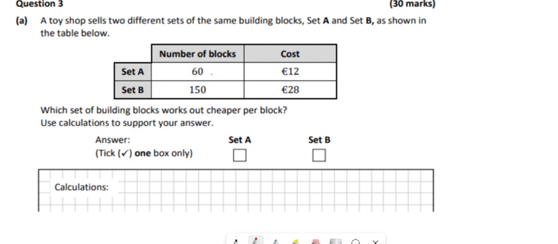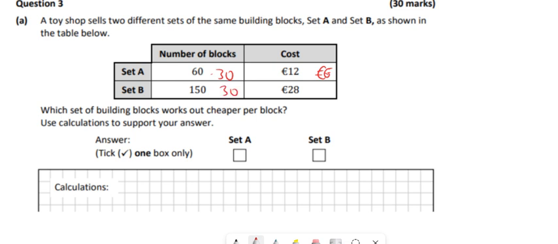If I just divide by 2 for the first one, I get what 30 blocks would be. So 30 blocks, then if I just divide 6 and 12 in half, that's €6. So you should be able to see if 60 costs €12, well then 30 of them have to cost €6. You should be able to see that.